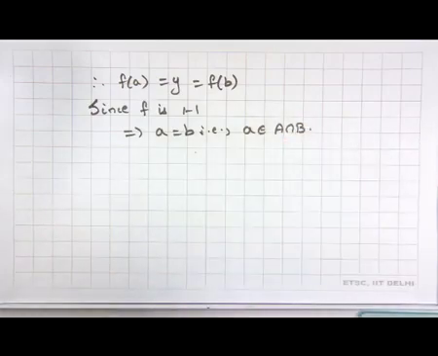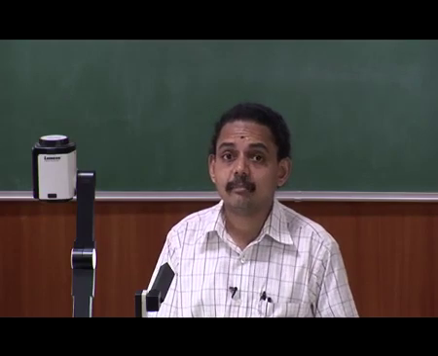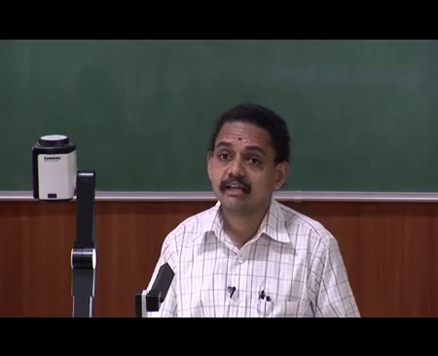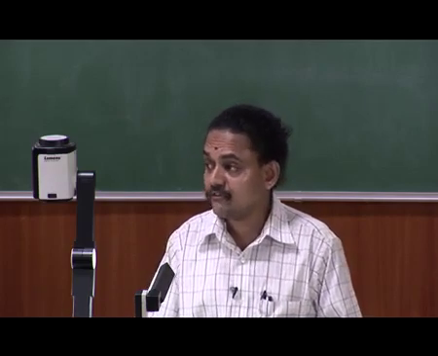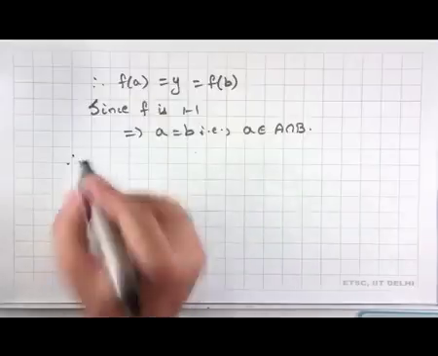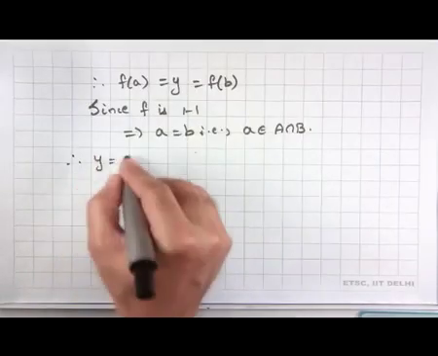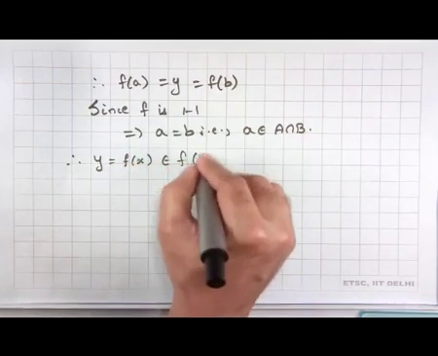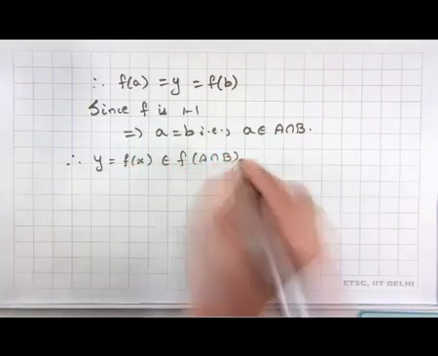This is the one that was lacking in all those examples that we had earlier. For example, f of x equal to x square. This is the one that was lacking, the 1 1 was lacking, so that we could not prove the reverse inequality. Therefore, y, which is f of x, belongs to f of A intersection B.